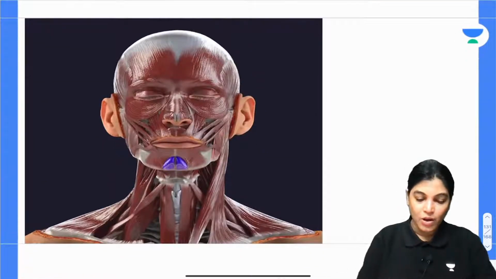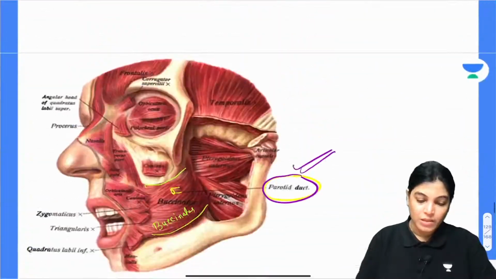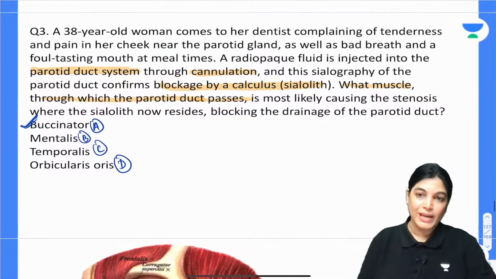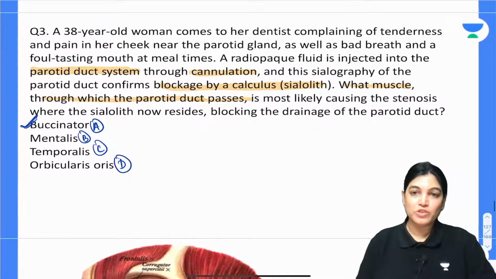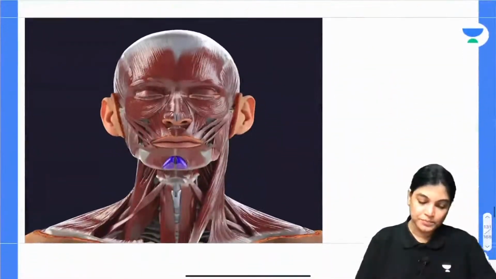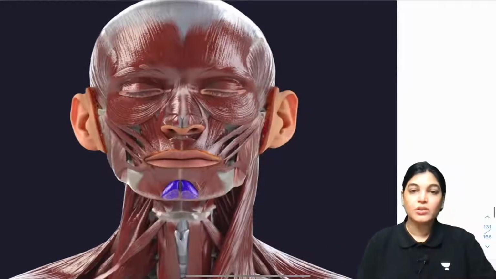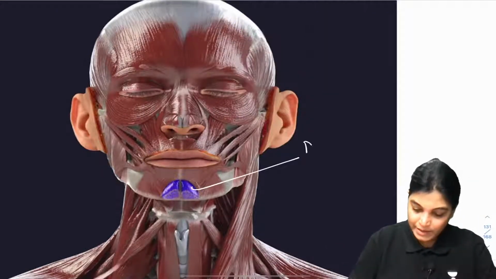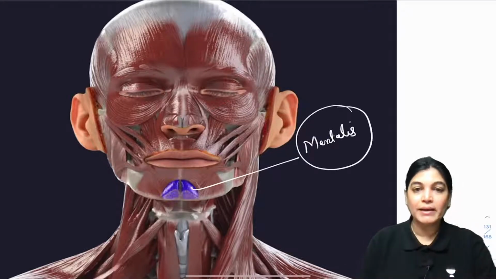Now the other options. So my dear aspirants, we have other options: Mentalis, Temporalis and Orbicularis Oris. I would like to show you a diagram via which you can appreciate the location of the other muscles. Let's talk about the Mentalis muscle first. In this diagram the Mentalis muscle has been shown. This is the Mentalis muscle.